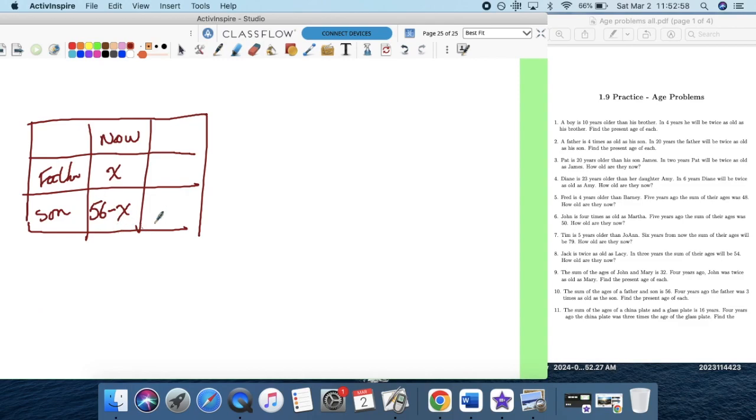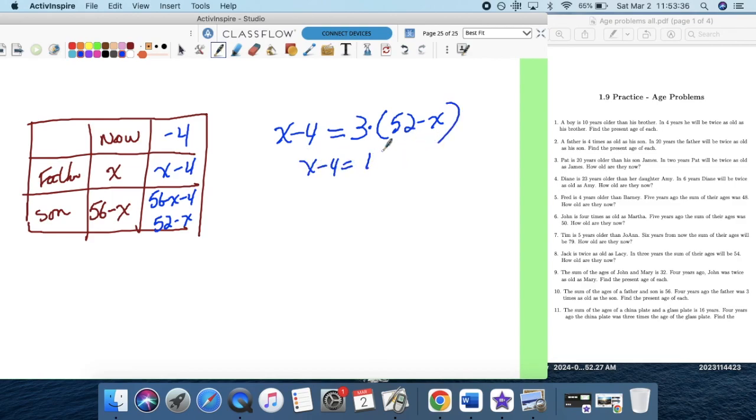Now, the problem says 4 years ago, so we need their ages 4 years ago. So dad is x right now. In the past, it was x minus 4. The son is 56 minus x. So 4 years ago, he'd be 56 minus x minus 4, which is 52 minus x. So now we have their ages 4 years ago, which is what we needed to set up our equation. So 4 years ago, the father, who is x minus 4, equals 3 times the son, which is 52 minus x. There's our equation. x minus 4 equals 156 minus 3x.